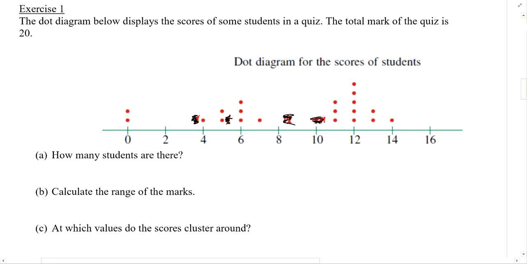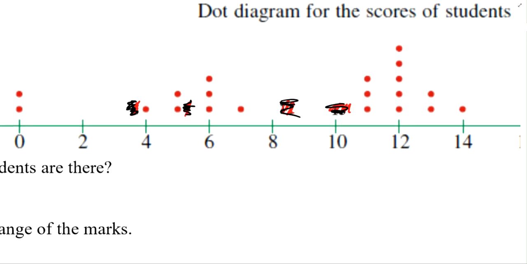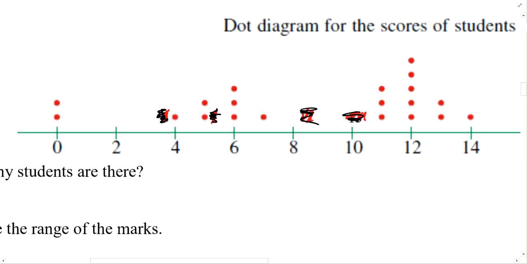This diagram shows the scores of some students in a quiz. Total mark of the quiz is 20. Okay, understand this sentence? So this is supposed to represent the scores of students in a quiz, and the total marks is supposed to be 20. Without teaching you how to interpret this, can you tell me how many students scored 0 marks? Yeah, I haven't taught you anything yet. How many students do you think scored 0 marks? 2. You are right. Easy, no?